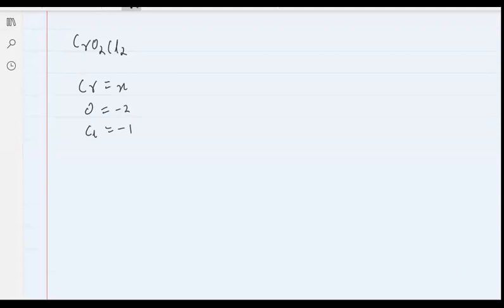Very good, Soumya. Very good. So I guess all of you are getting it now. X plus 2 into minus 2 plus 2 into minus 1 is equal to 0, so x is +6. Now tell me, can you find the oxidation number of anything now? Any compound? Yes or no? Just raise your hand. Easy?